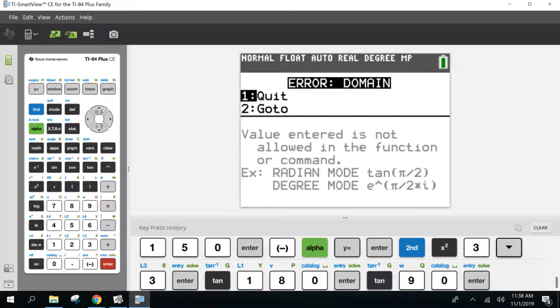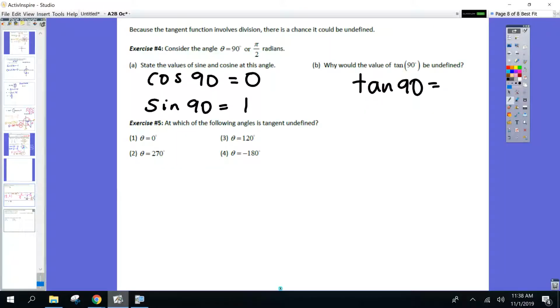Okay, it's undefined. And if you're wondering why, some of you may be wondering why. If not, I'm still going to show you. Go back to our definition of tangent. It's what over what? Sine over cosine. What was our sine value here? 1 over cosine value, which is 0. And as you guys know, that's a big no-no, right? Can't divide by 0. I don't know. Try it in your calculator. 1 divided by 0.